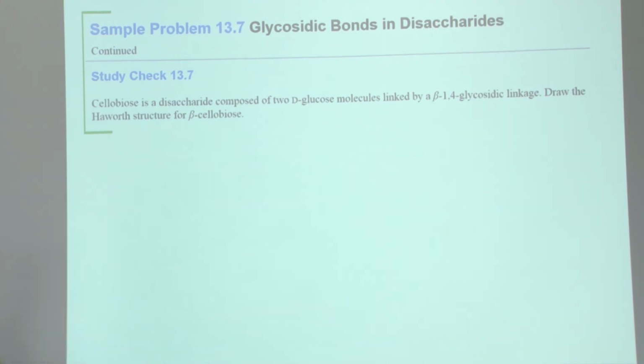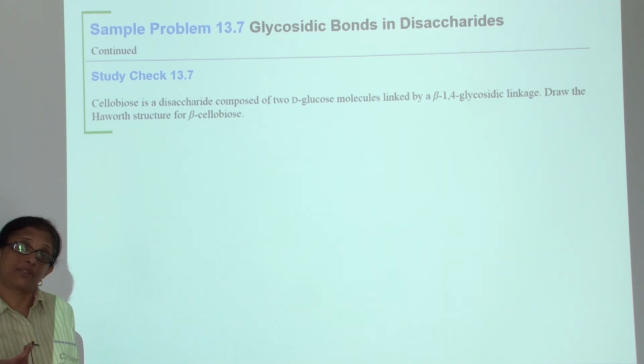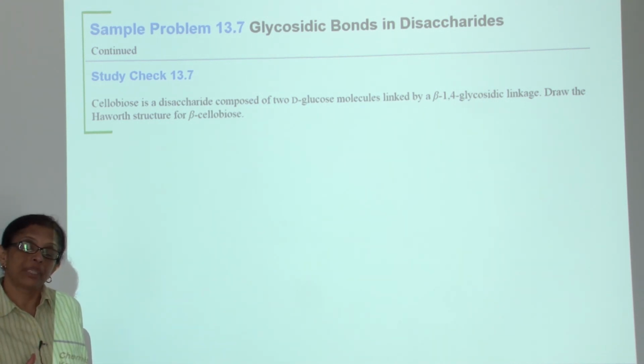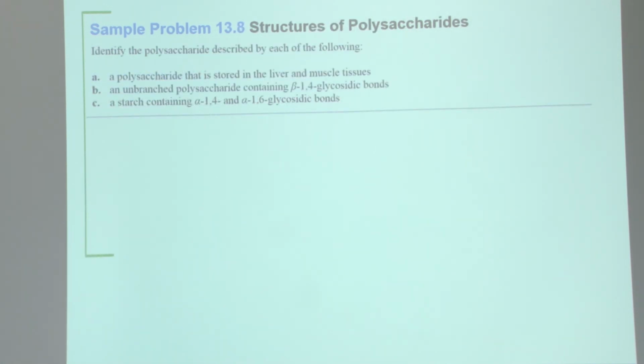These study check problem solutions are given towards the end of your book. So I would ask you to try to set up and check to see if you have the right answer. And if you have any questions, please let me know. Structure of polysaccharides. Which polysaccharide is stored in liver and muscle tissues? Let's guess, is that glycogen?